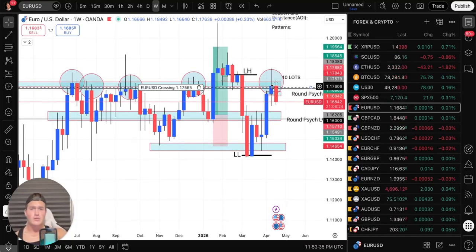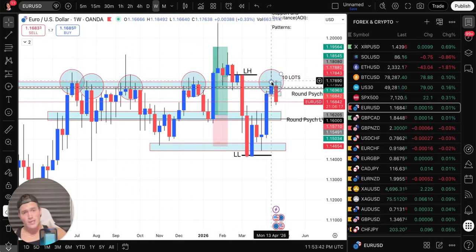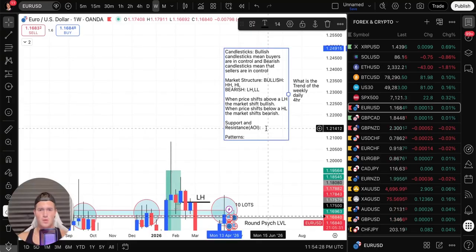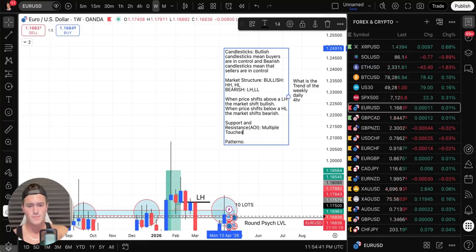And as you can see, it's been used as resistance 1, 2, 3, 4, 5 times in the past? Well, 4 times in the past, and this is what we're looking at now. And as you can see, it's clearly rejecting this area of interest. I'm going to put up here under support and resistance: multiple touches equal stronger area of interest.